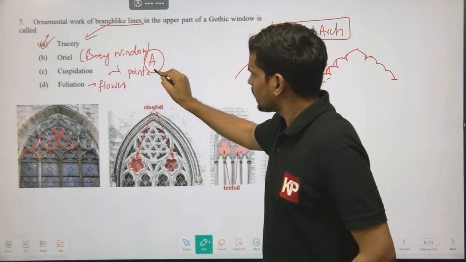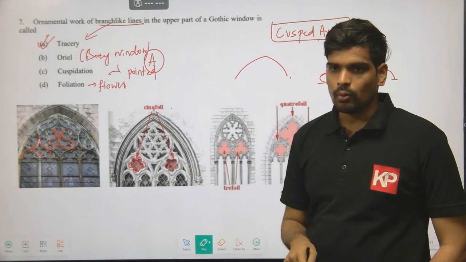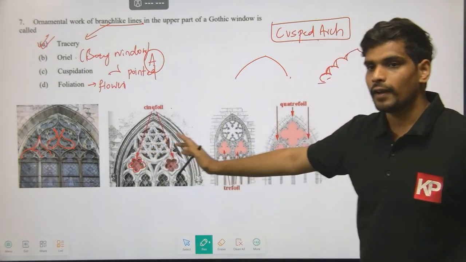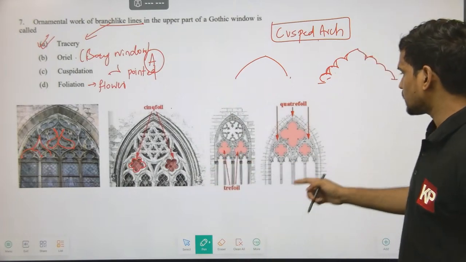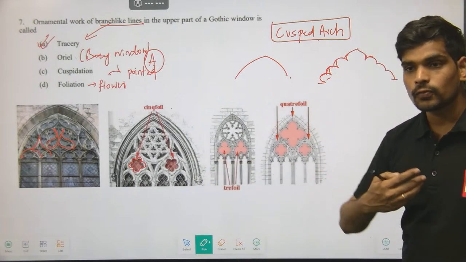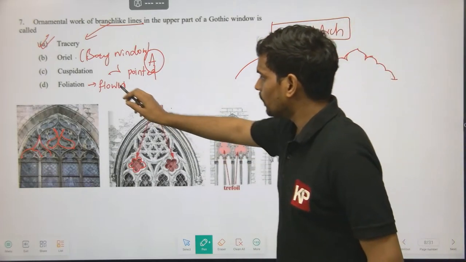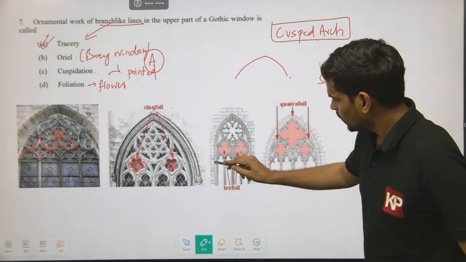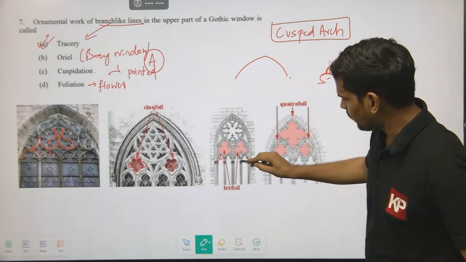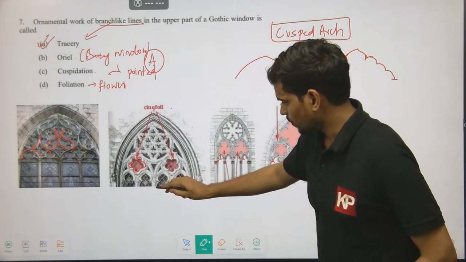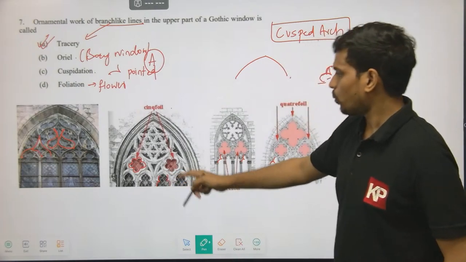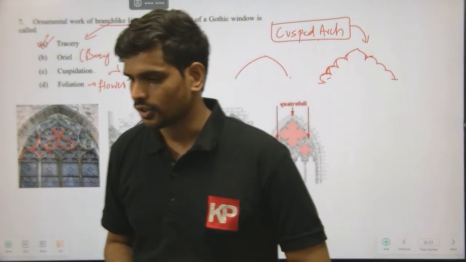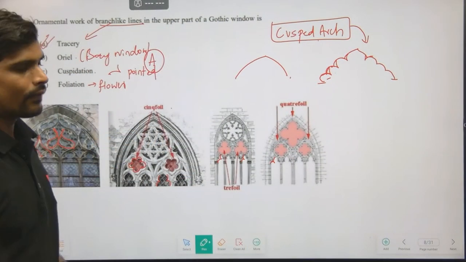So cusps are basically these pointed elements. If you look into Gothic architecture, you'll find both cuspidation and foliation. Foliation is these flower-like elements. Cinquefoil is a five-petal flower. Trefoil is a three-petal flower. Quatrefoil is a four-petal flower. So those flower elements are called foliation. Whereas cuspidation is where you have these pointed elements. You can carefully observe in this picture. You can also look into other pictures on the internet. I'm sure you will find these cusps in Gothic architecture. You can see over here as well. So the point-like element is called cuspidation. Remember it with the term cusped arch, which is also seen in Mughal architecture. So that's about this question of tracery.